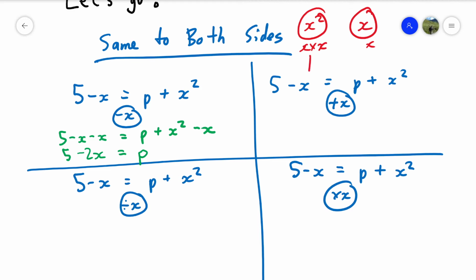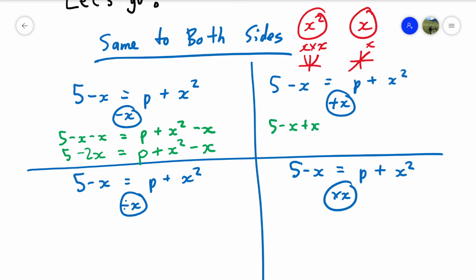If you've already done graphs, that's what x squared looks like, and that's what x looks like. Think of them as two different objects. Anyway, point is, that's what it looks like when it's finished. You can't do anything else. That's it. Don't try and cancel anything else. That's the answer.